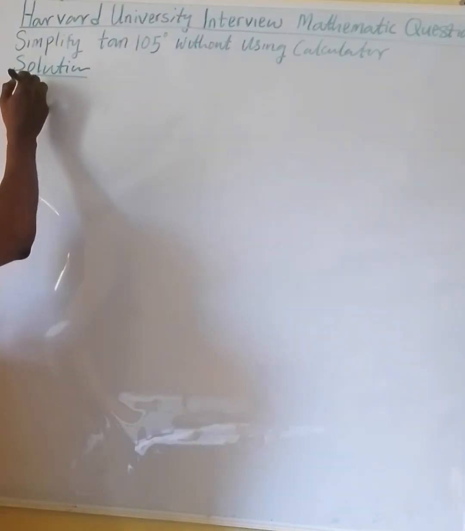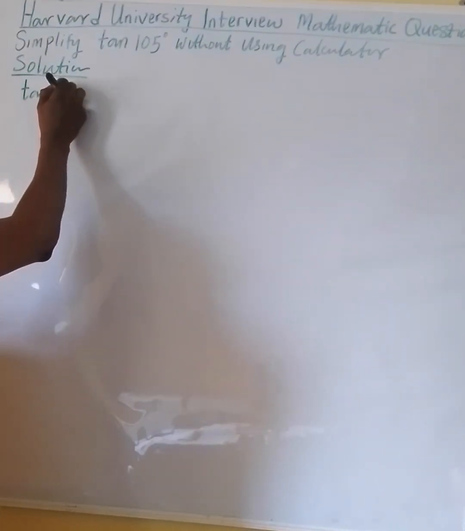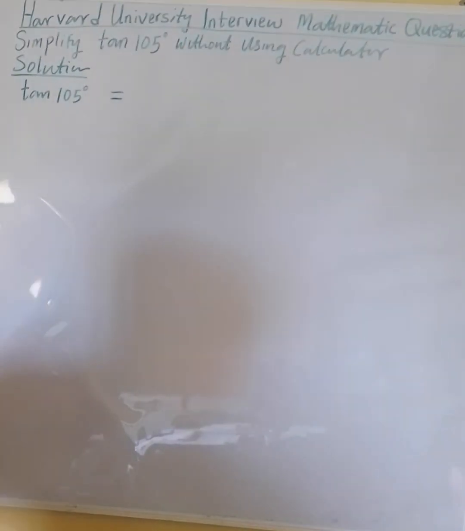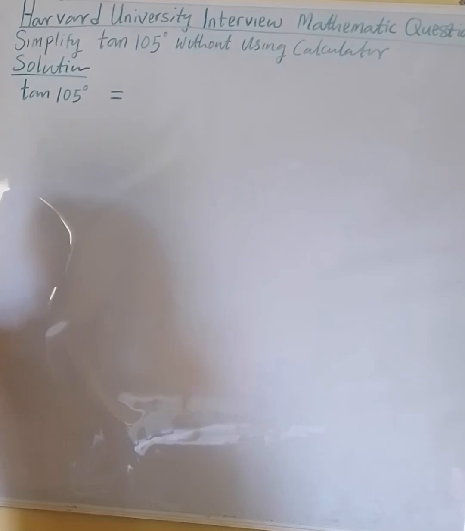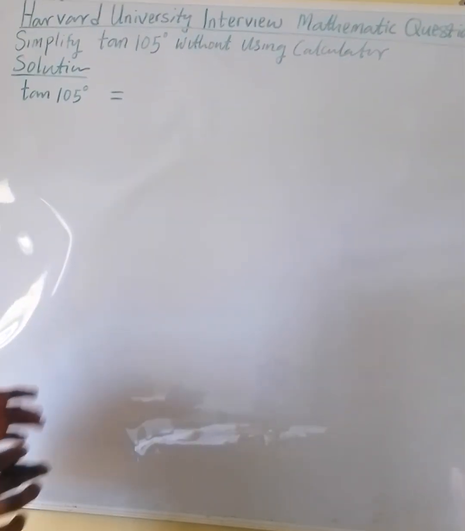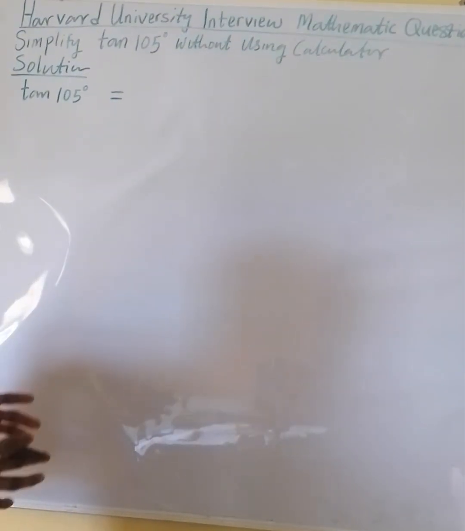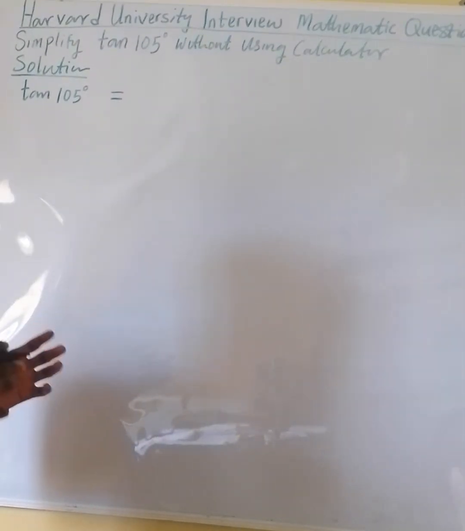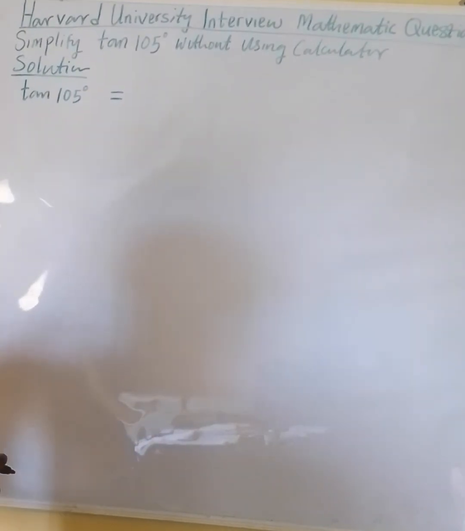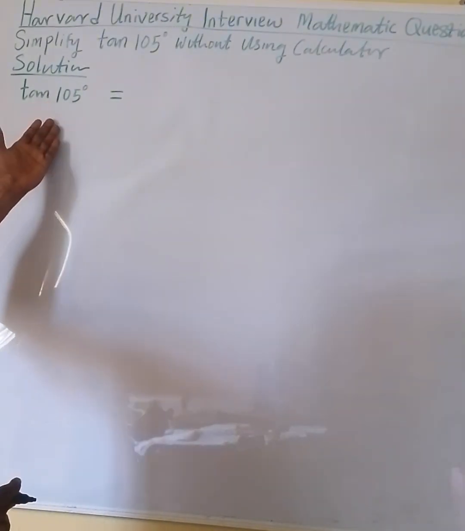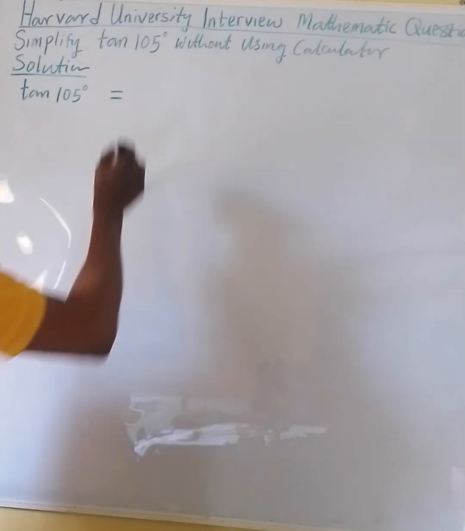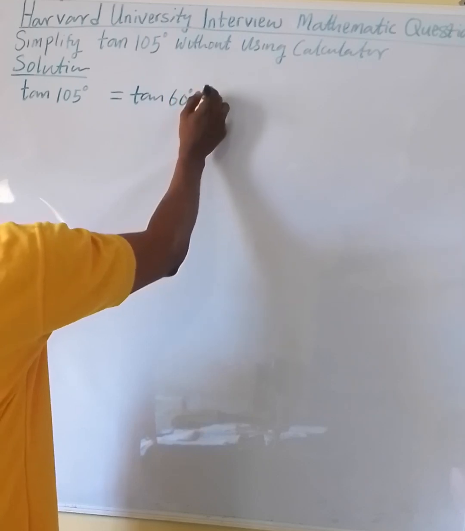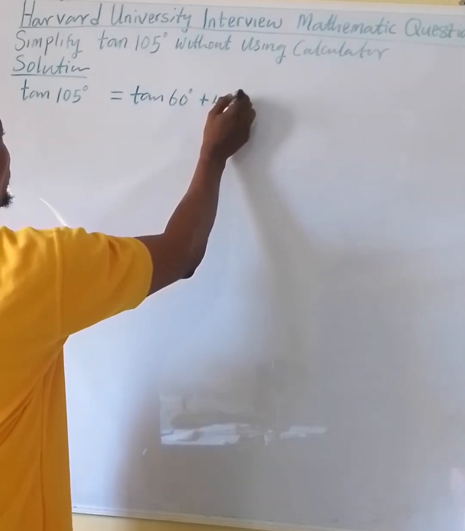Now, as we have tan 105 degrees, the first thing you are going to do is find tan 105 degrees. You are going to use a method under compound angles. This 105, we are going to simplify it into two angles, which gives us 60 and 45. So it will equal tan of 60 degrees plus 45 degrees.